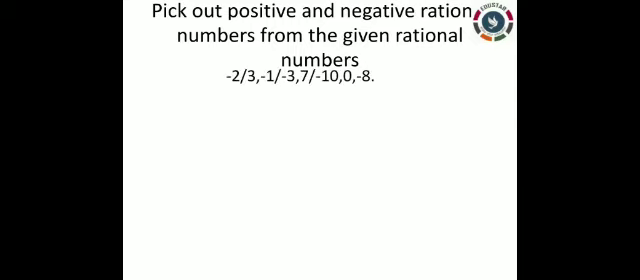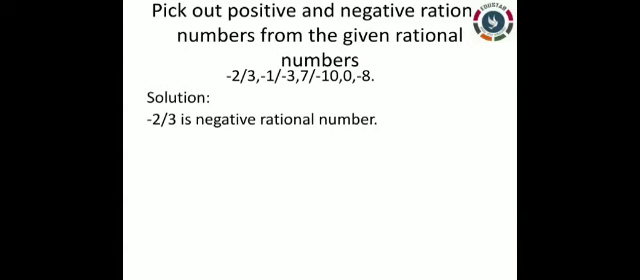Minus 2 by 3, minus 1 by minus 3, and 7 by minus 10, 0, minus 8. Now let us see the solution. First one, minus 2 by 3. Minus 2 by 3 is a negative rational number because its numerator is negative and the denominator is positive.